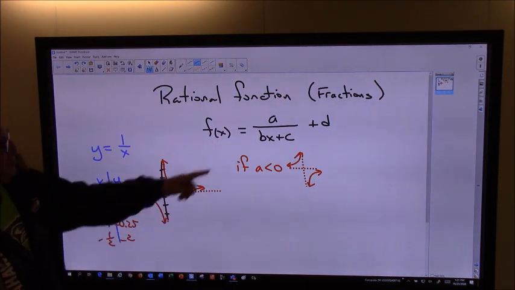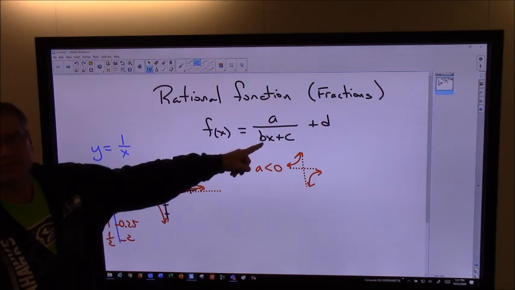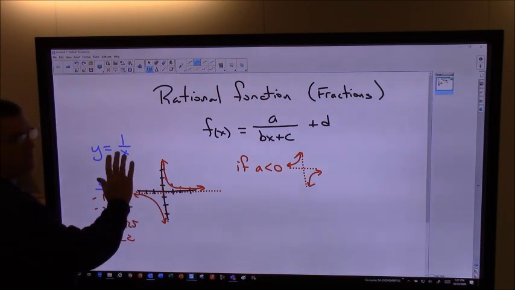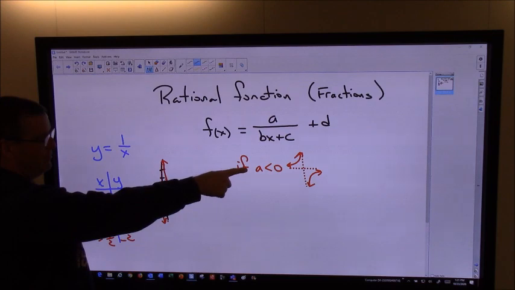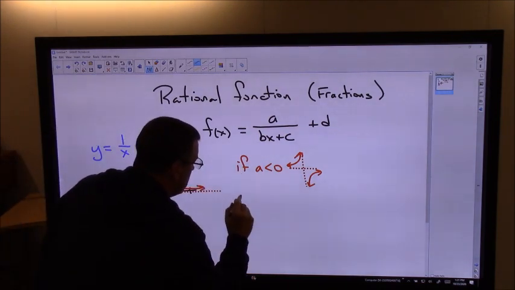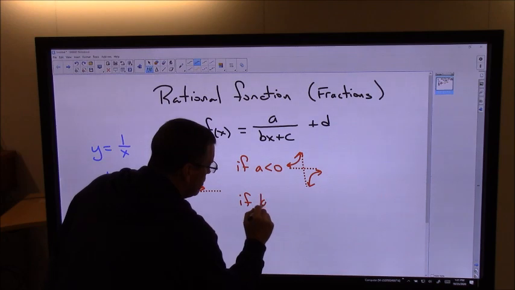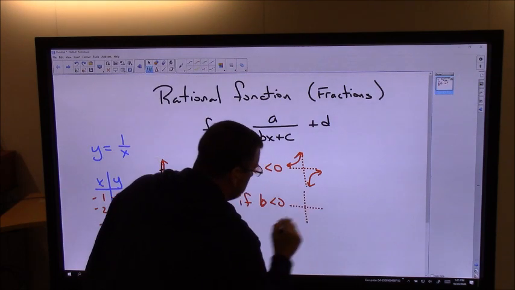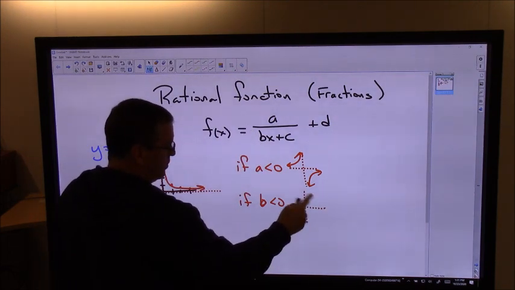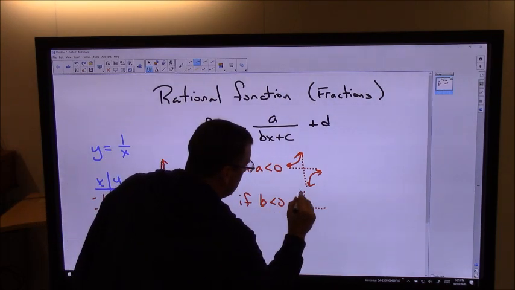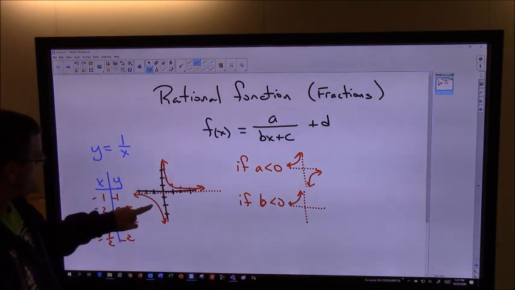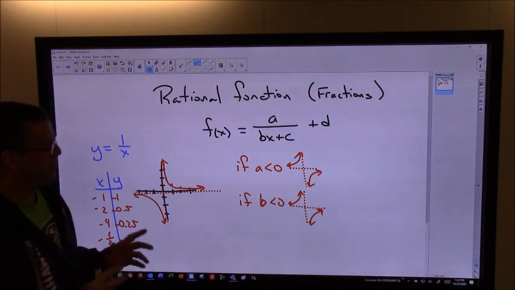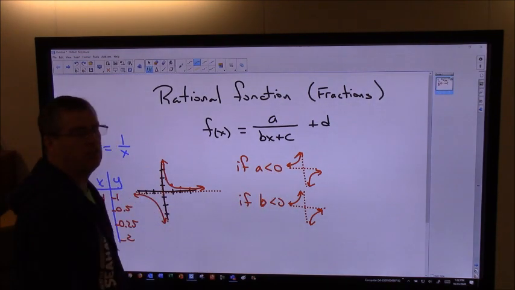Okay? What would happen if B is negative? Same as everything else. We're going to flip this graph across the y-axis. And it really looks the same as this. Okay? So if B is less than 0, here's my asymptotes again. This piece, instead of flipping down here, it's going to flip over here. And this piece, instead of flipping up, it's going to flip over to here. And even though we flipped across different axes, those two things really look the same.